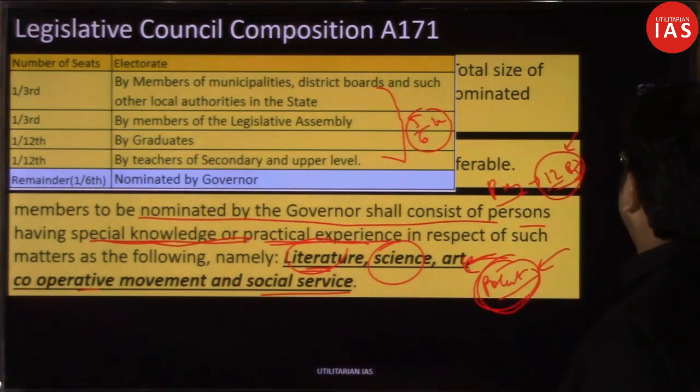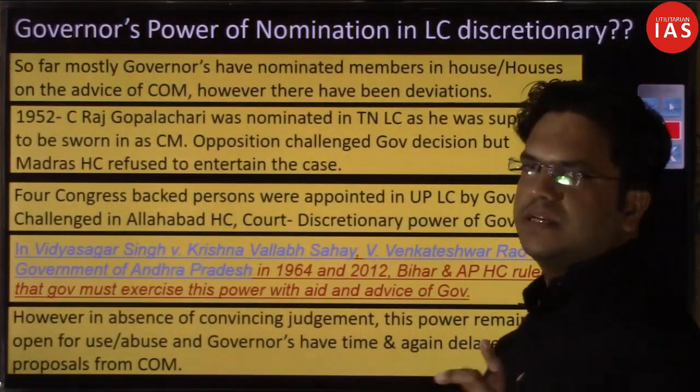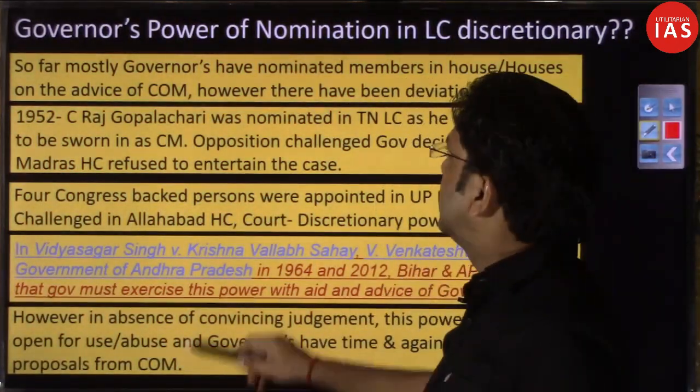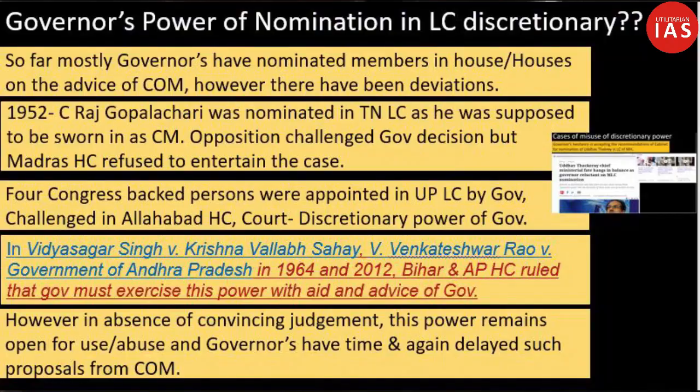So I hope this point you would have clarity on. Now we are moving and discussing this question we already have raised, that governor's power of nomination in LC, Legislative Council, is that a discretionary power?